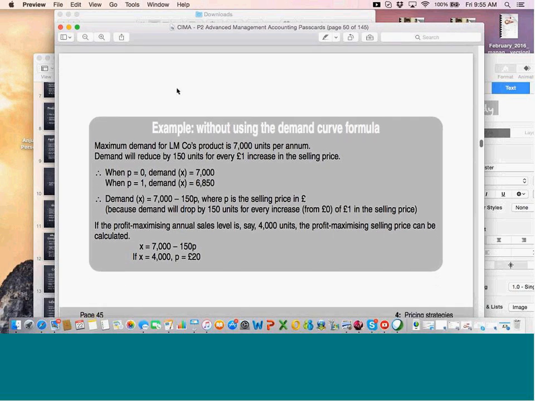Look at this example on my screen where it's saying you get a maximum demand for LM companies of 7,000, right? Demand will reduce by 150 for every dollar increase in selling price. So the sensitivity they are calculating. Same as elasticity, and you're right. Correct.